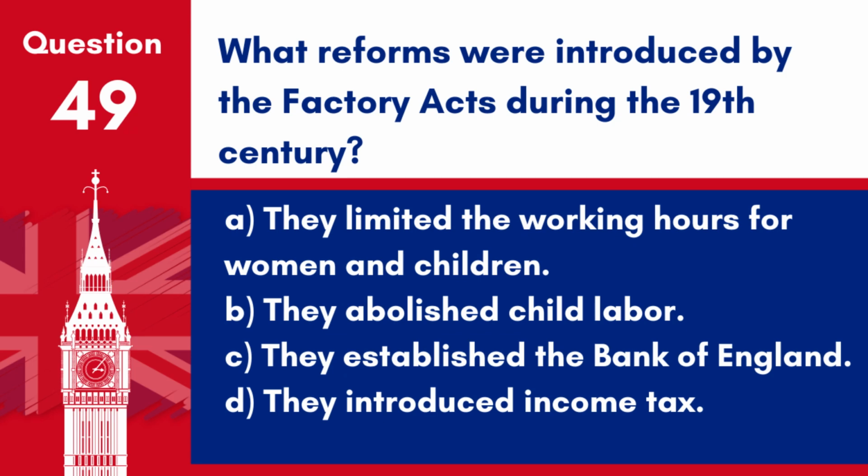Question 49. What reforms were introduced by the Factory Acts during the 19th century? A. They limited the working hours for women and children. B. They abolished child labour. C. They established the Bank of England. D. They introduced income tax. Answer. A. They limited the working hours for women and children. The Factory Acts were a series of laws passed to improve conditions for workers in factories, notably by reducing the working hours for women and children, and later for all workers.